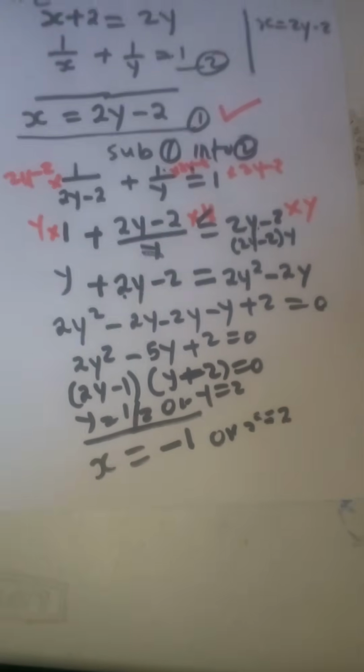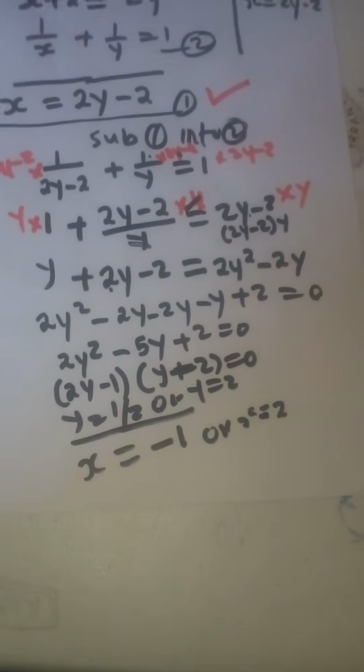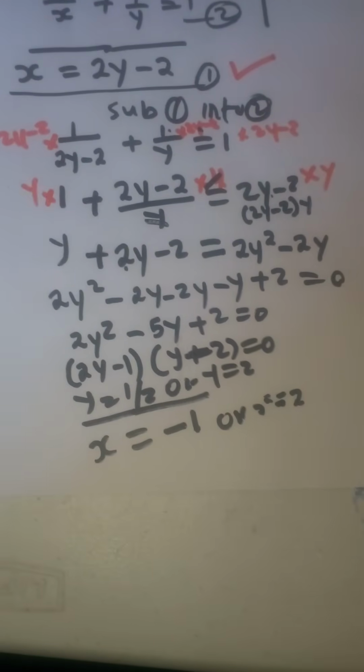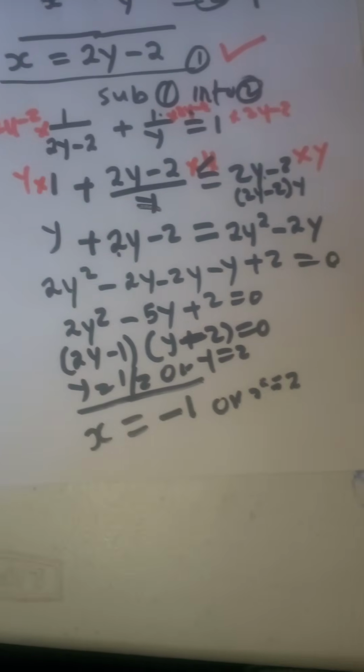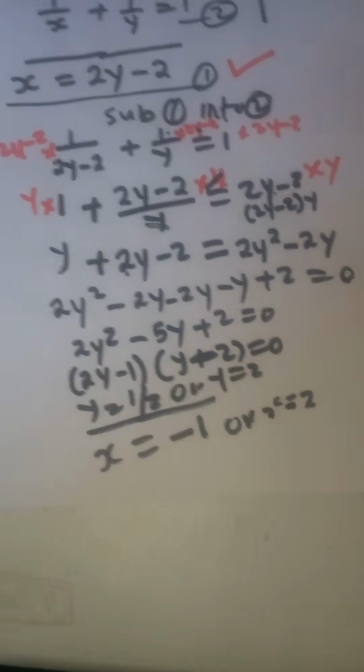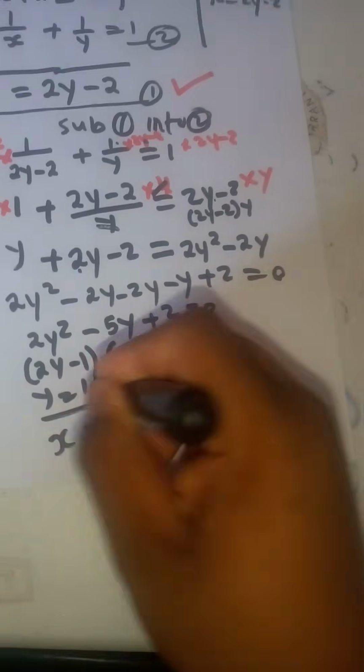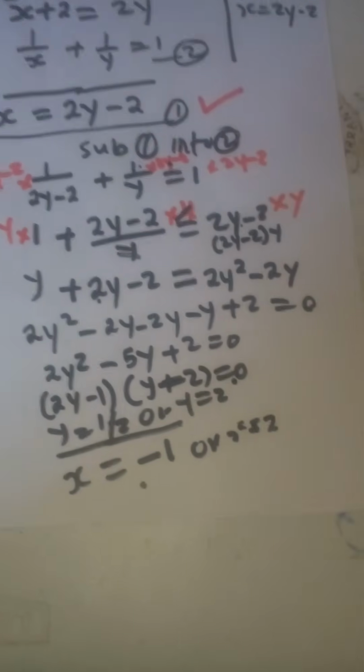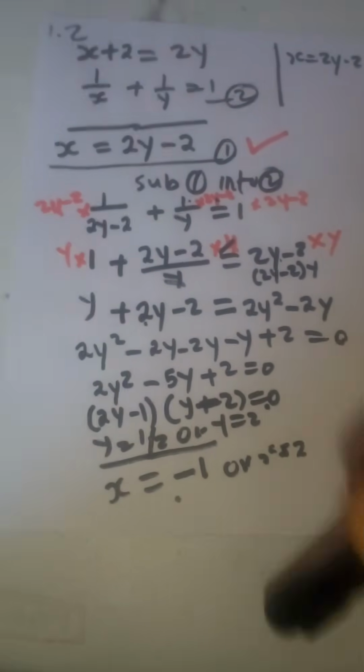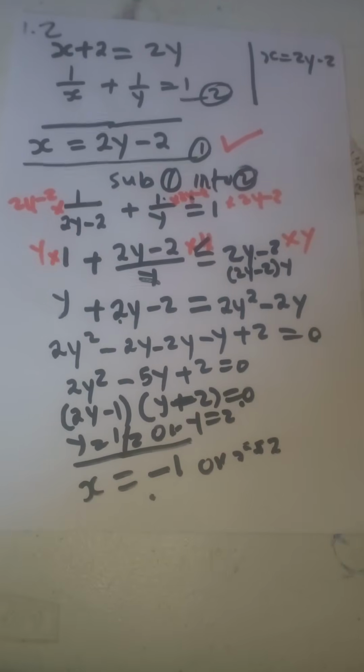So x is going to be equal to minus 1 if you substitute half, because 2 times half is 1, and 1 minus 2 is minus 1. So this one is for that one. The main thing was how to answer this question. So now let's go to the next one.